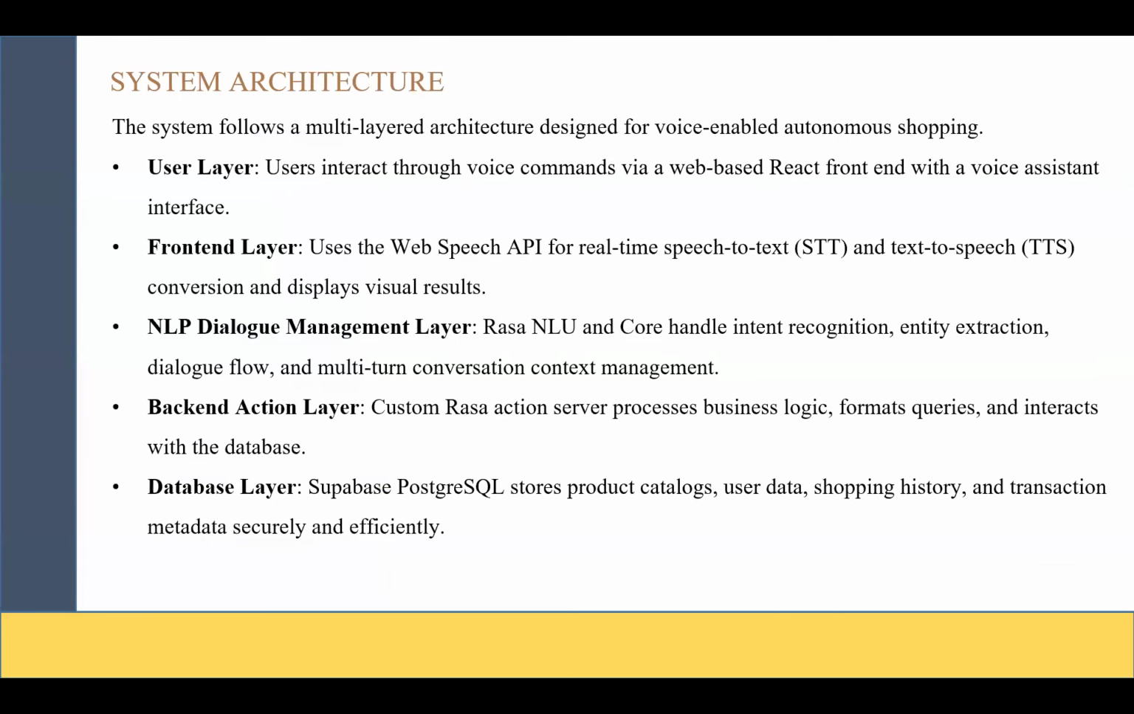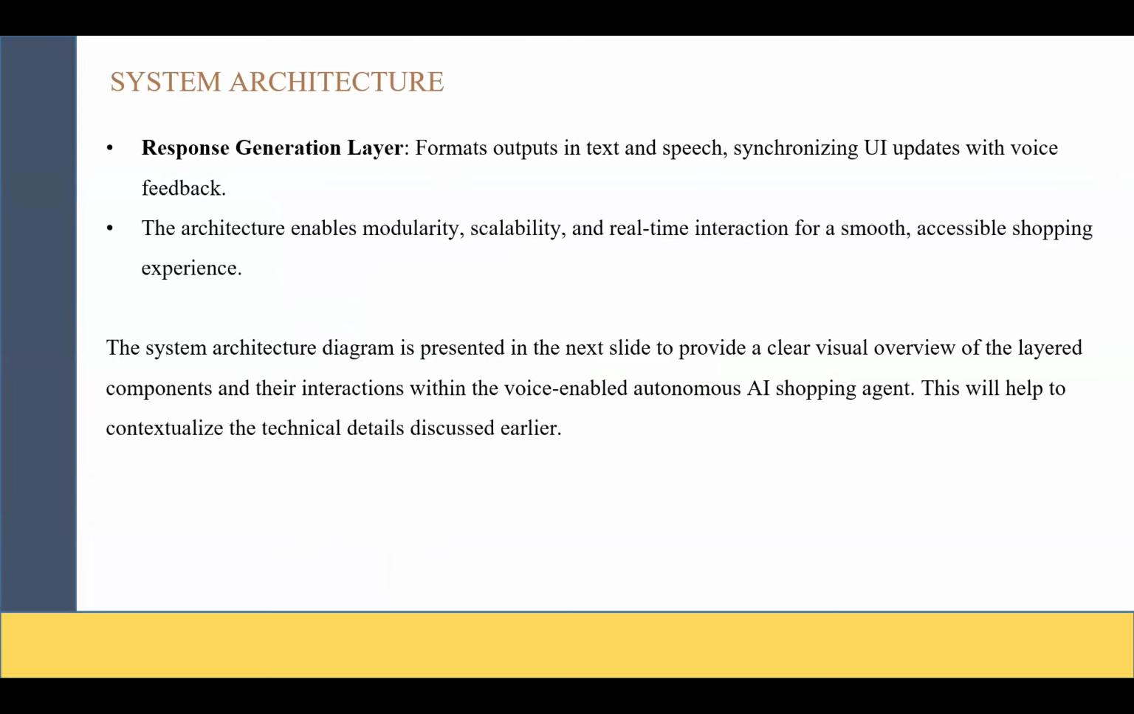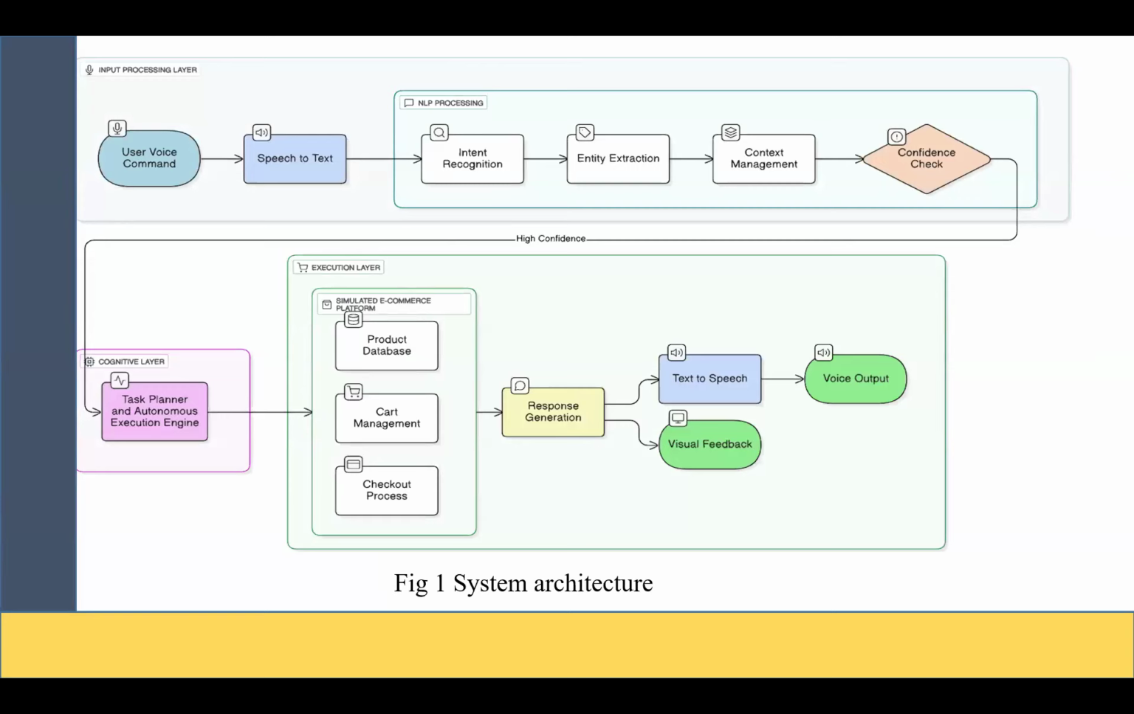Coming to the system architecture of our project, the system follows a multi-layered architecture designed for voice-enabled autonomous shopping. We'll go through the flowchart of it. Firstly, the voice input, where the user begins by speaking a command. For example, the person can say, show me Nike shoes under rupees 3000. The user's speech is captured using the Web Speech API, which performs speech to text, converting the spoken audio into text. At this stage, the system has only converted voice into text. It still does not understand the meaning of the sentence.